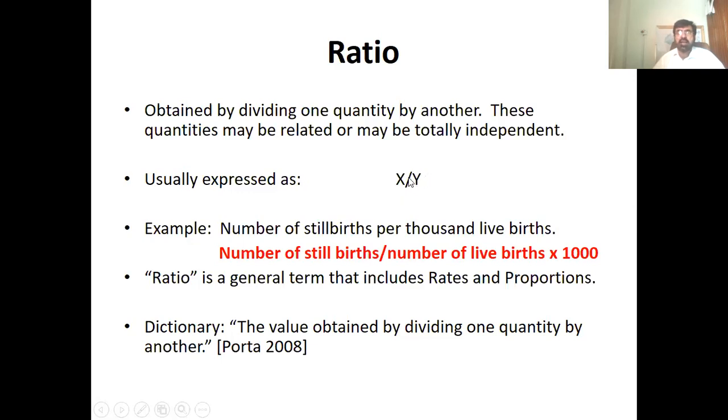But according to the specific definition of ratio, numerator is not taken from the denominator. For example, male versus female. Male to female ratio. So male is not taken from the female. In that case, it is purely a ratio, a pure or specific definition of ratio. Ratio is a general term that includes rates and proportion. The value obtained by dividing one quantity by another quantity, a general definition.